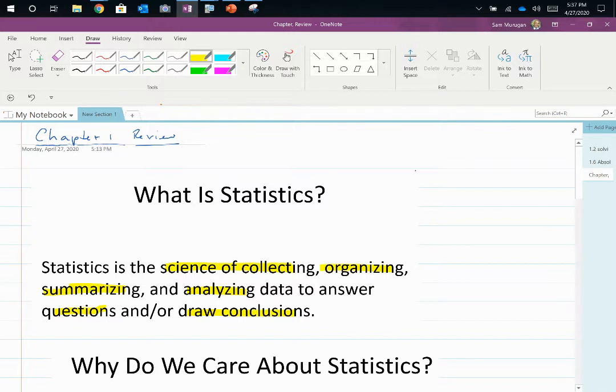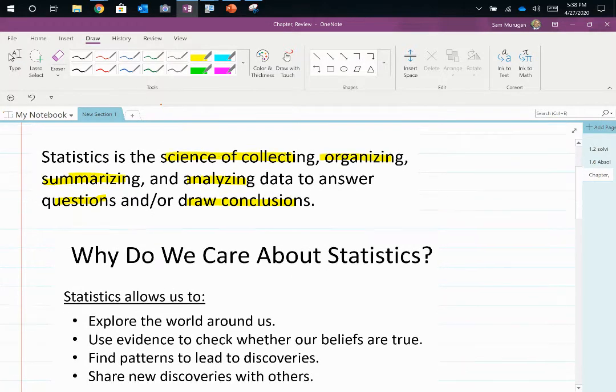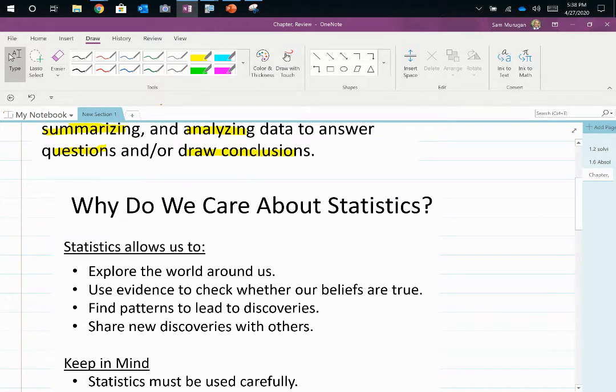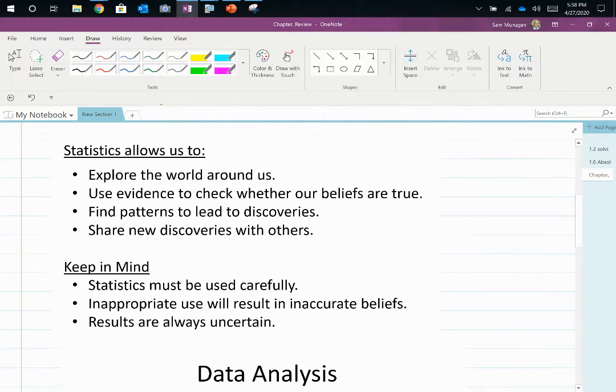Now, pay attention to these notes, because a lot of the notes that I'm giving you, there are homework questions that are going to ask you about definitions that we discussed here. Statistics allows us to explore things around us, use evidence to check whether our beliefs are true, find patterns to lead to discovery, and share new discoveries with others.